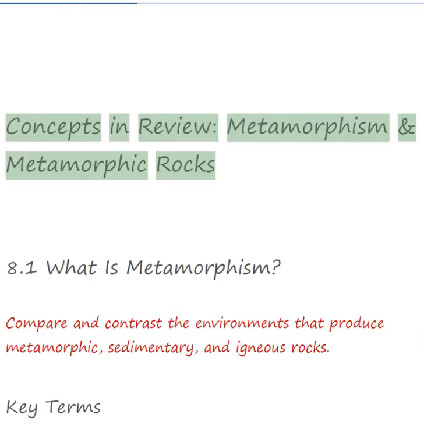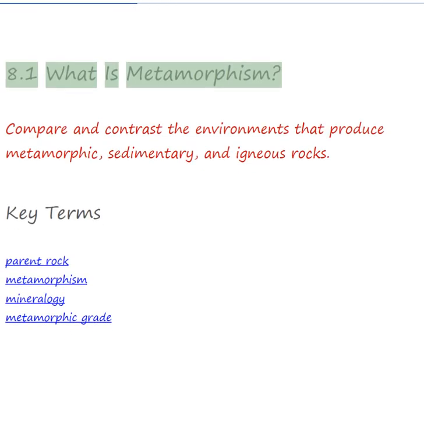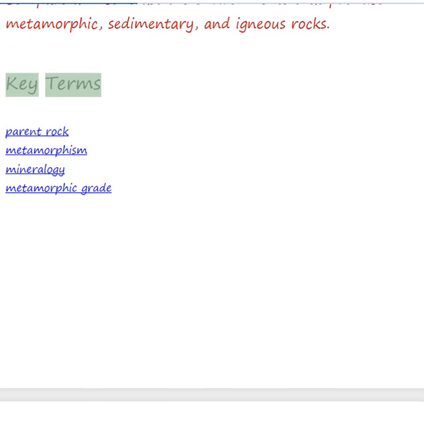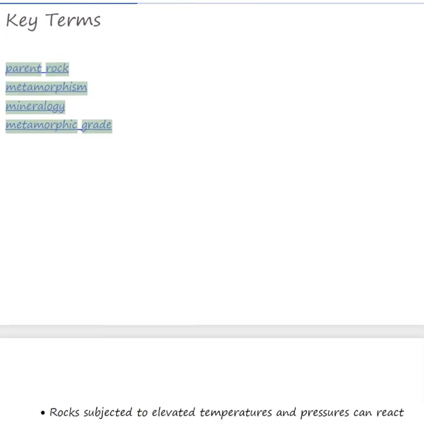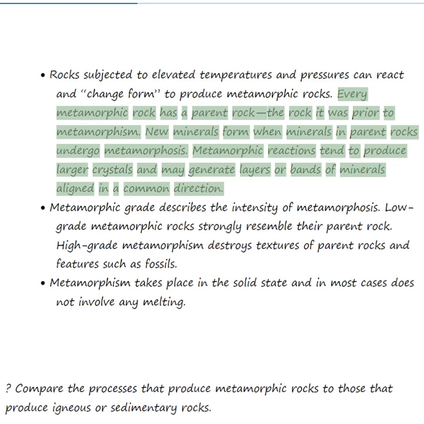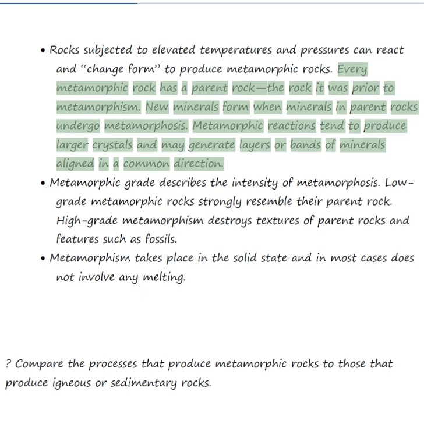Concepts in review: metamorphism and metamorphic rocks. 8.1 What is metamorphism? Compare and contrast the environments that produce metamorphic, sedimentary, and igneous rocks. Key terms: parent rock, metamorphism, mineralogy, metamorphic grade. Rocks subjected to elevated temperatures and pressures can react and change form to produce metamorphic rocks. Every metamorphic rock has a parent rock, the rock it was prior to metamorphism.